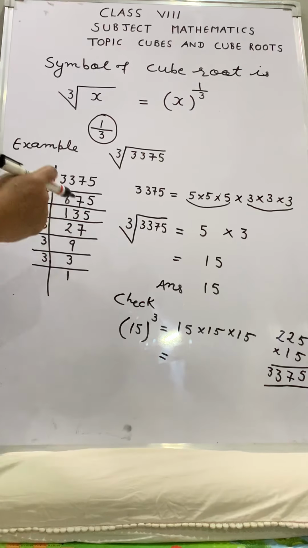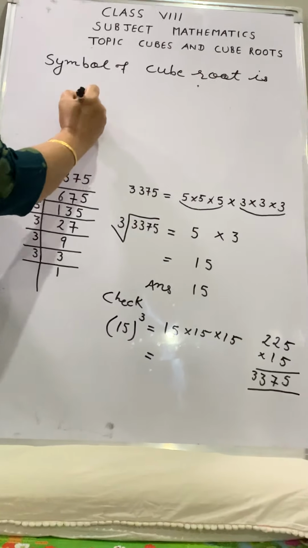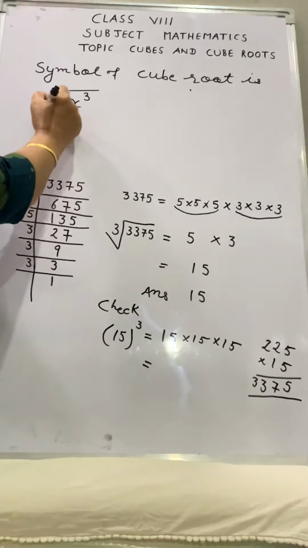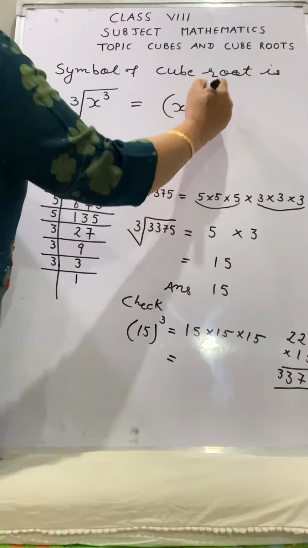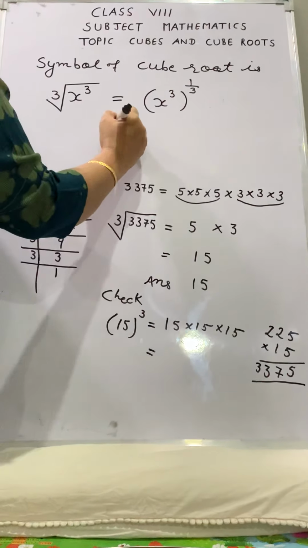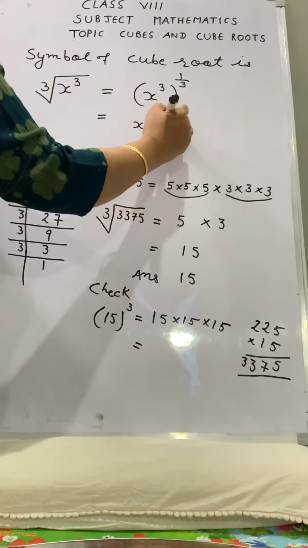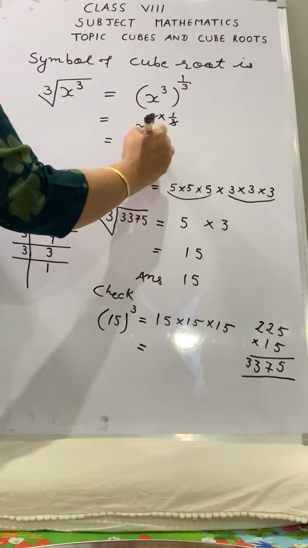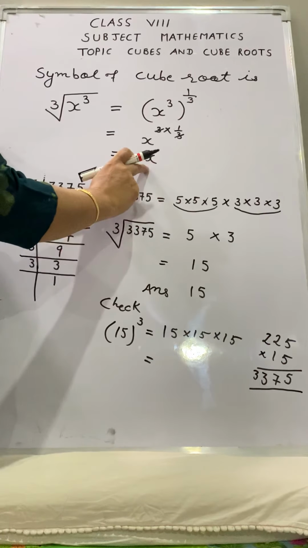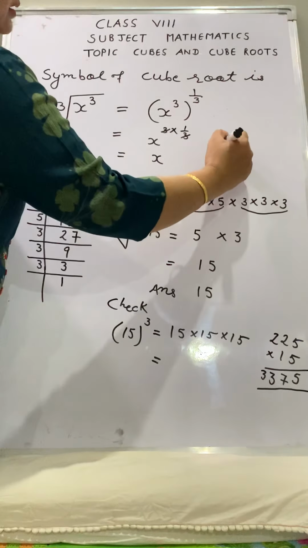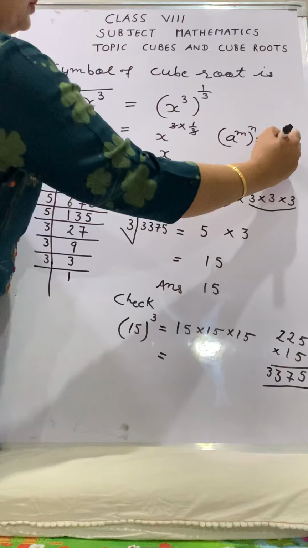Because we write x raised to power 3 under the cube root as x raised to power 3 whole power 1 by 3. We use the exponent rule here: these powers will be multiplied. The answer is x itself. It means when cube and cube root come together, the answer will be itself. Which law of exponent? A raised to power m whole power n equals a raised to power mn.